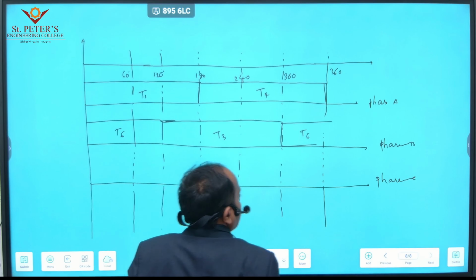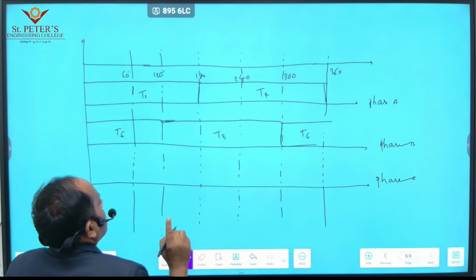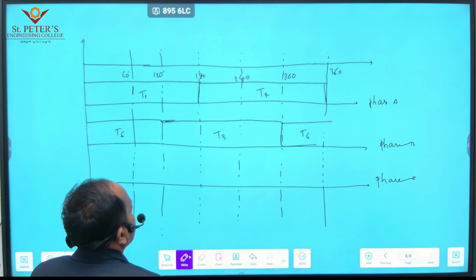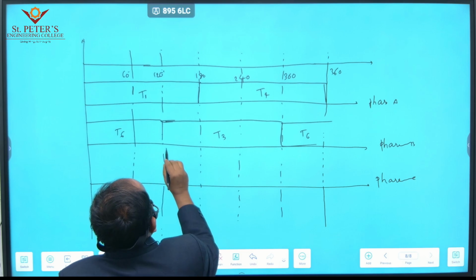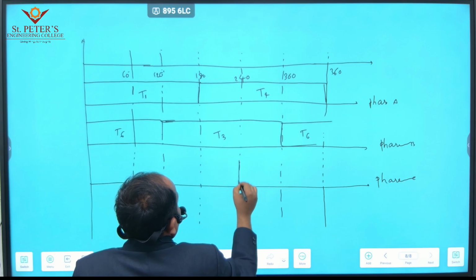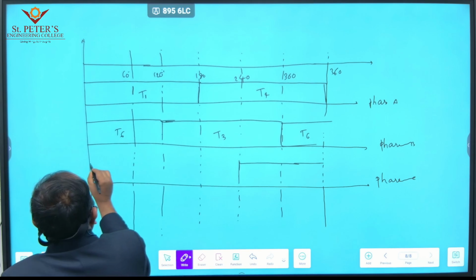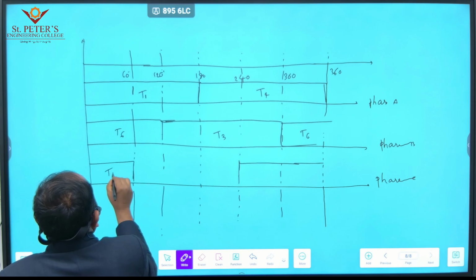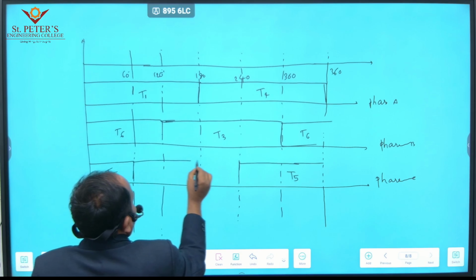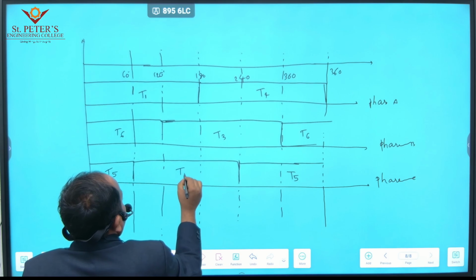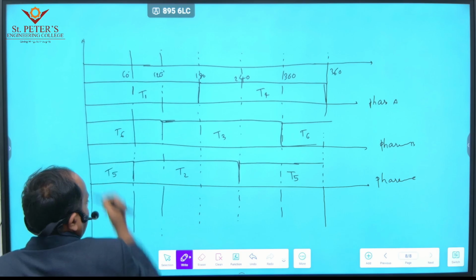Okay, and next one, phase C. Which thyristors are connected? The remaining thyristors, T5 and T2, are connected for phase C. That's why the positive thyristor T5 starts from where? It starts from 240. Why? Because there is again a 120 degrees phase shift. So T5 starts here, and T2 conducts in the remaining portion. Okay, these are the phase sequences showing which thyristors are conducting.